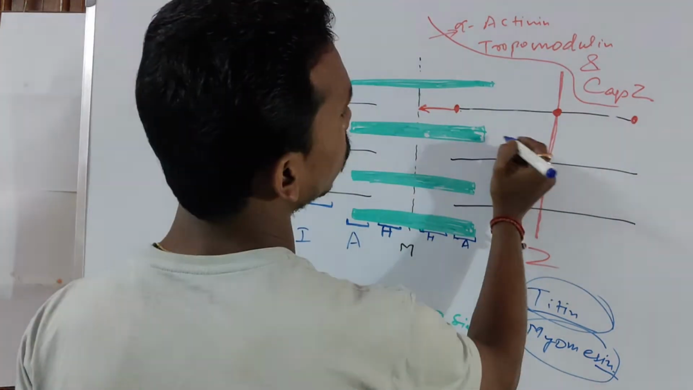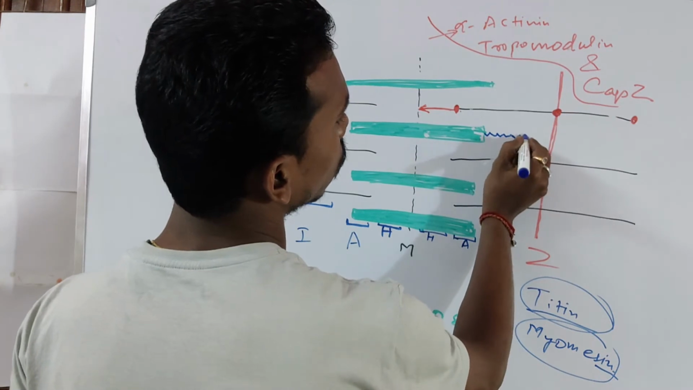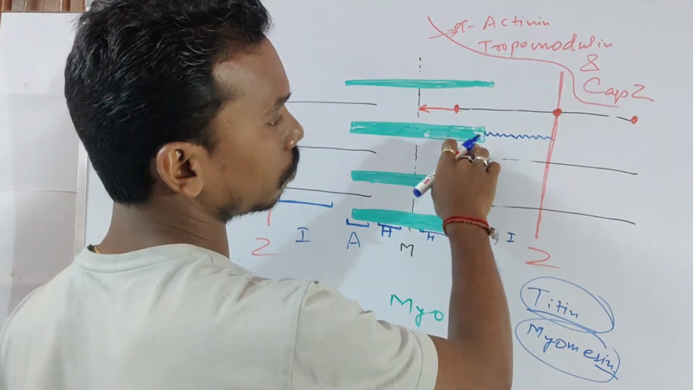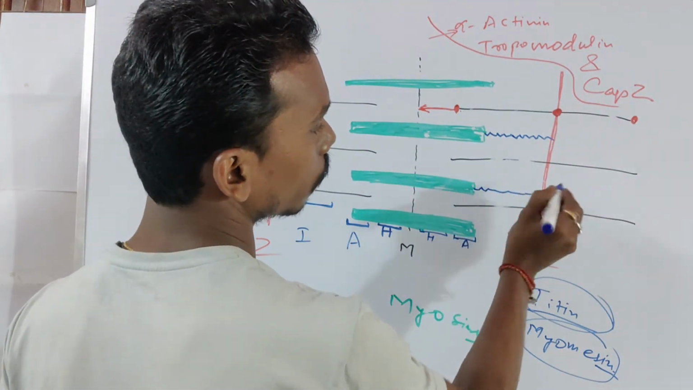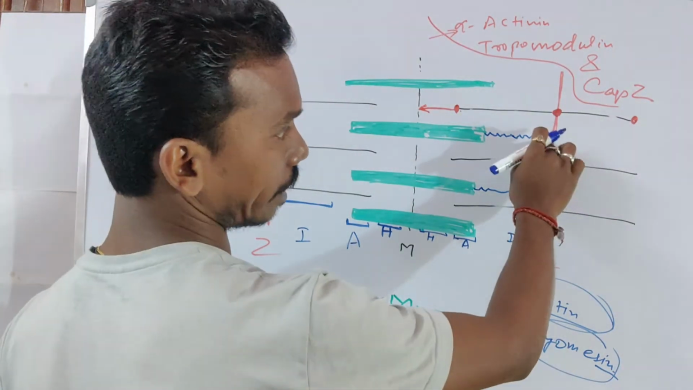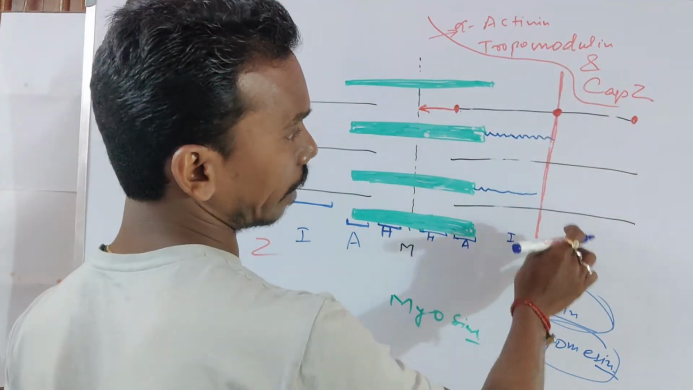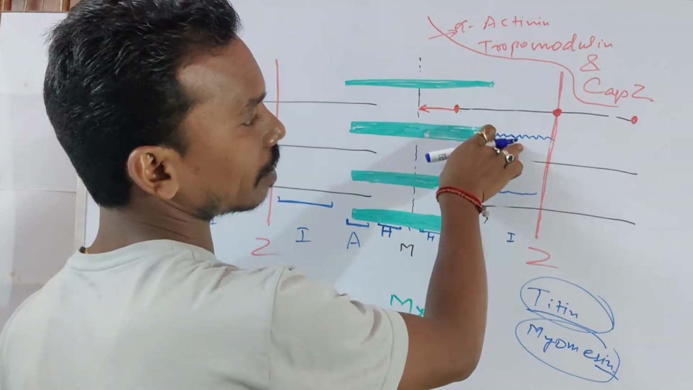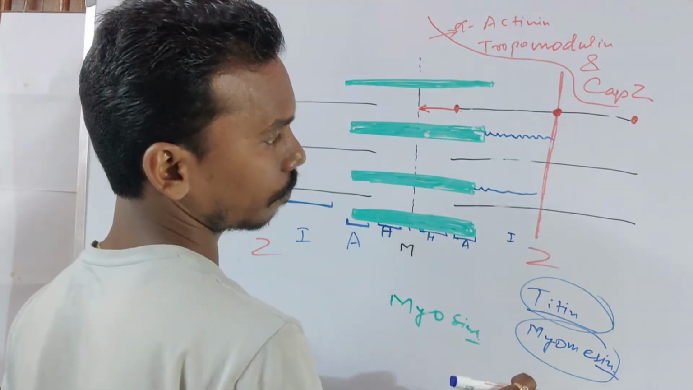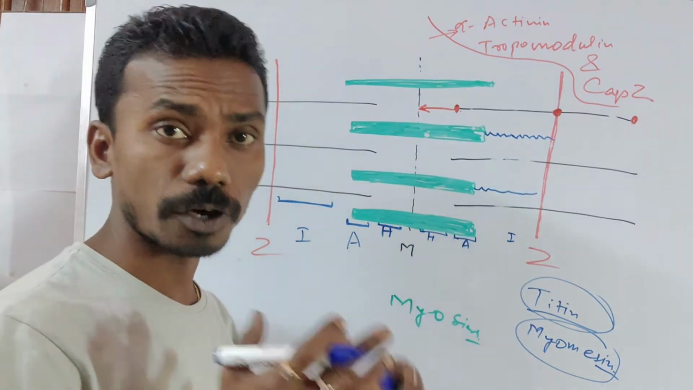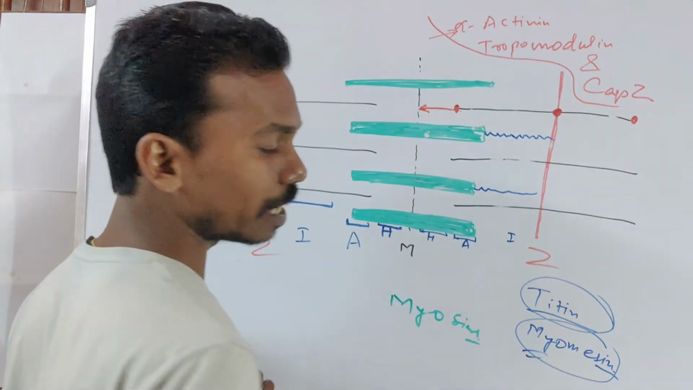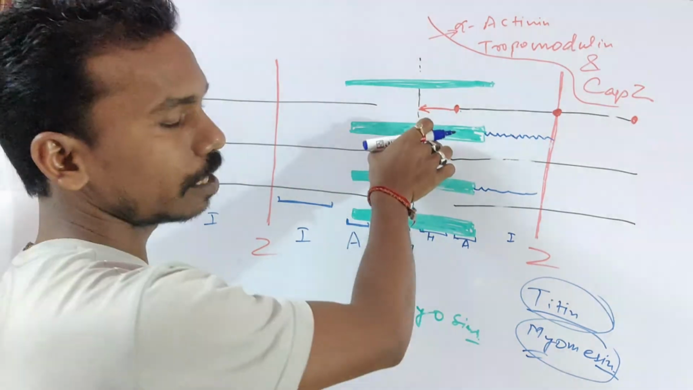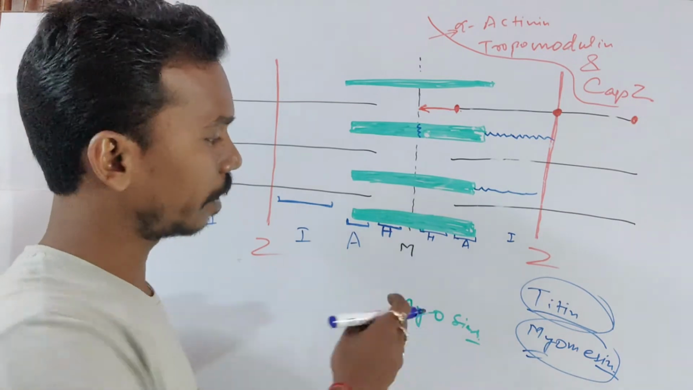So titin is present like this. Titin is actually defining the length of the myosin microfilament. It binds the Z line with the myosin microfilament, so that myosin does not enter excessively into the I band. So this is the function of titin. And in case of myomesin, it is present here so that it can hold the myosin microfilament on both sides of the M line.